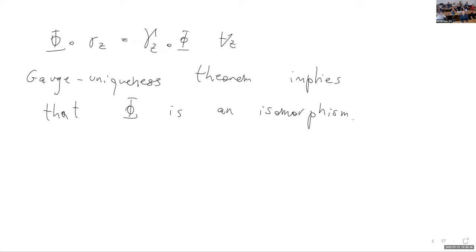Okay, your last chance for a question or comment. Go ahead. So here, the gauge uniqueness means you have a Z grading on both sides, right? So this map preserves this Z grading, right? Which means this gauge uniqueness says that it's injective. Yes, that's the other. But it's not a Z, it's a Z grading, yes.